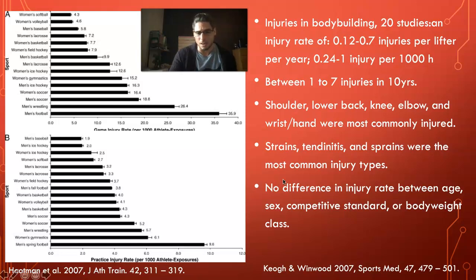An important point that Keogh and Winwood make is that there seems to be no difference in injury rates between men and women, the standard, so people at a lower level versus a higher level, or in terms of body weight class as well. So obviously some people are going to be more susceptible. Some people go through their whole careers getting very few, and then some people are more injury prone.